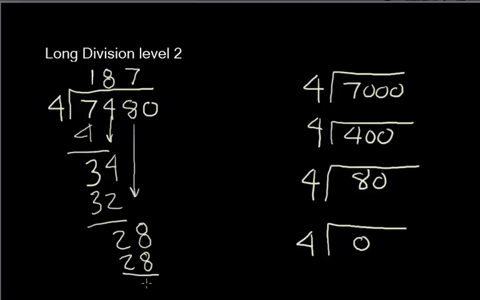Okay, and we subtract that out. We get 0. Now I bring down the 0. 4 goes into 0 0 times. So we're going to put that 0 up here. Our final answer is 1,870. How many people got that correct? Raise your hand. Awesome.